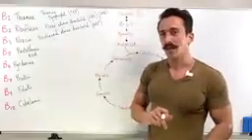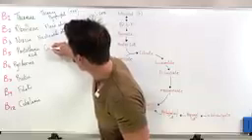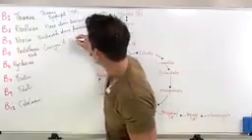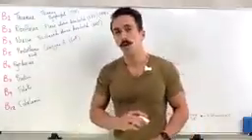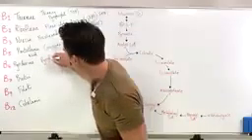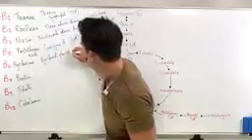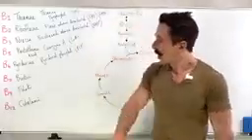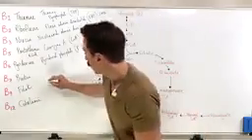Pantothenic acid works basically as coenzyme A. You may have heard that before, often written as CoA. Pyridoxine works as pyridoxal phosphate, also known as PLP. Biotin works as biotin. Folate works as tetrahydrofolate.